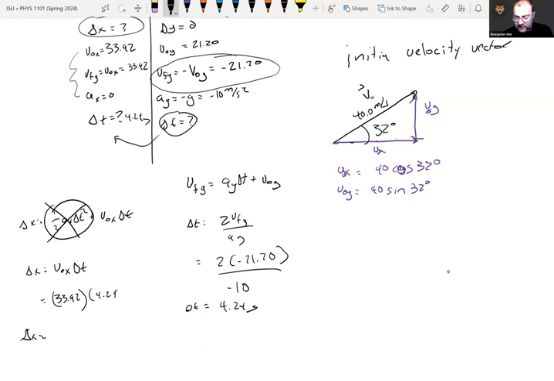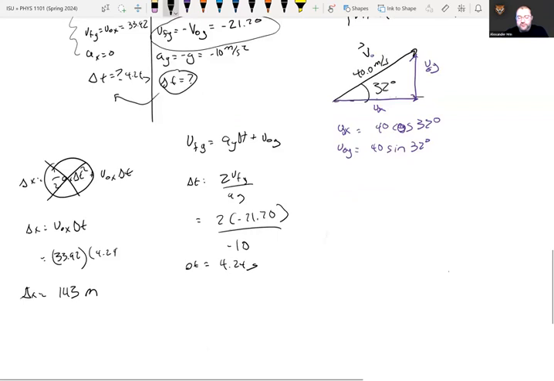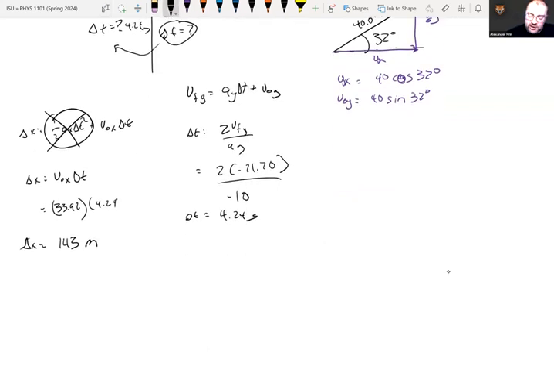Delta x is then going to equal 33.92 times 4.24, 143.8, or just 143 meters, keeping it to 3 sig figs. Which means that is going to be 7 buses.